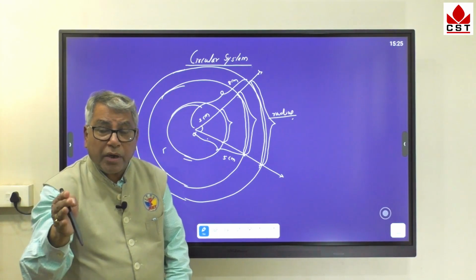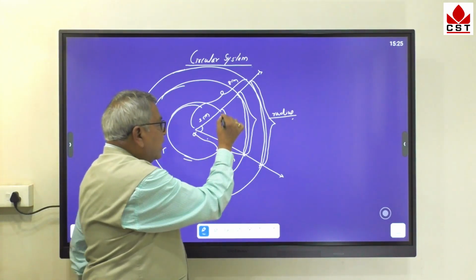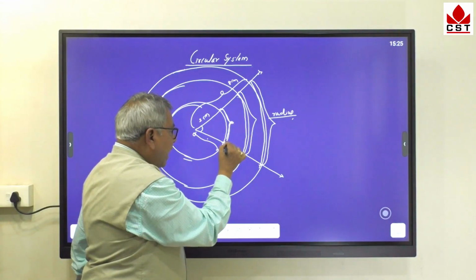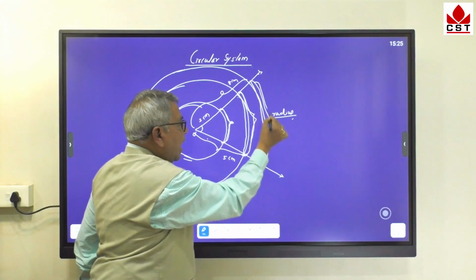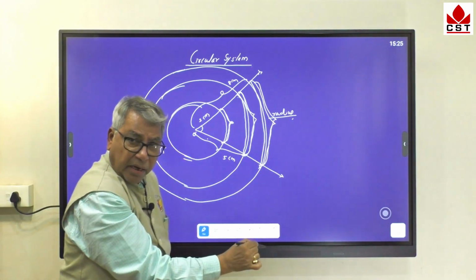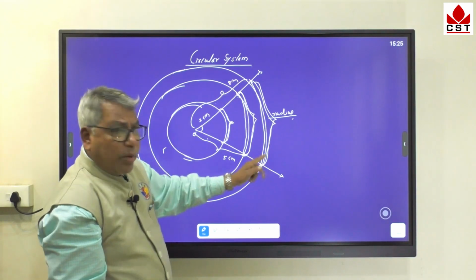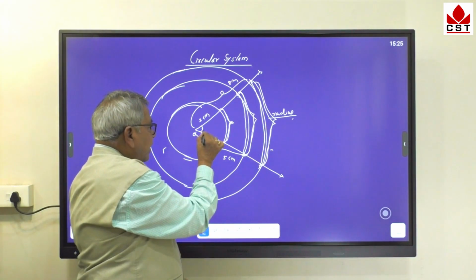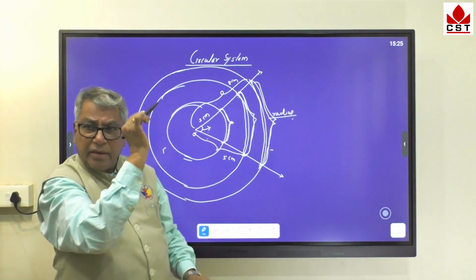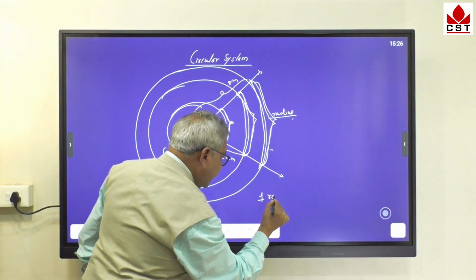Then the angle is the same, no? The angle is the same. So what is said is that the angle subtended at the center by an arc of the circle whose length is equal to the radius of the circle is always a constant, and that is taken as 1 radian.